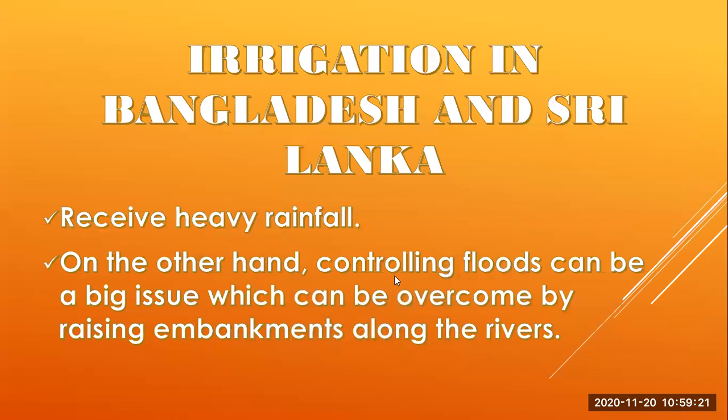On the other hand, controlling floods can be a big issue, which can be overcome by raising embankments along rivers. If they receive heavy rainfall, there is a chance of flood as well, right? So they are facing this one issue. They do not have any scarcity of water because they receive heavy rainfall, due to which their irrigation system is good. But sometimes there is an issue of flood.